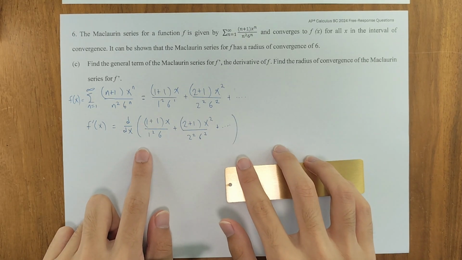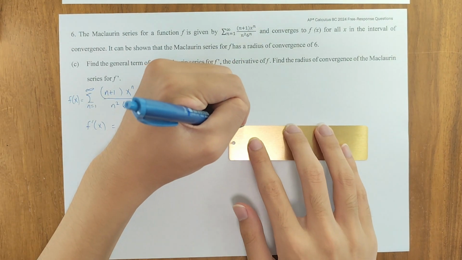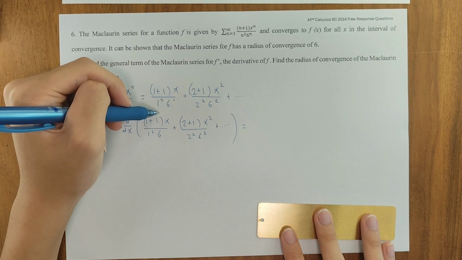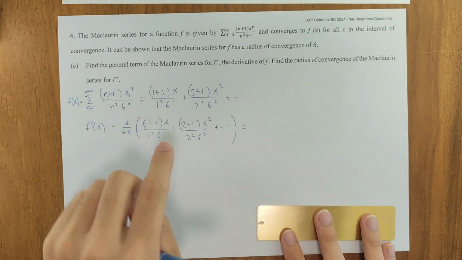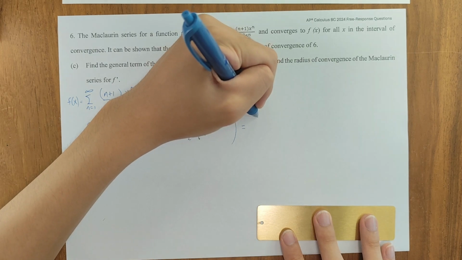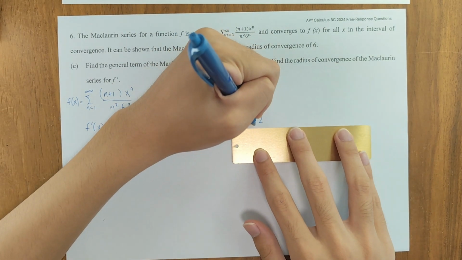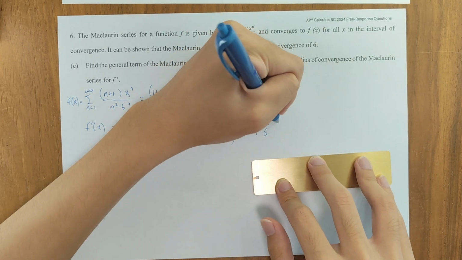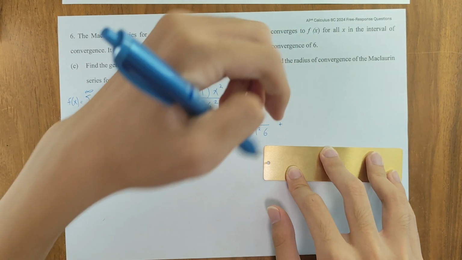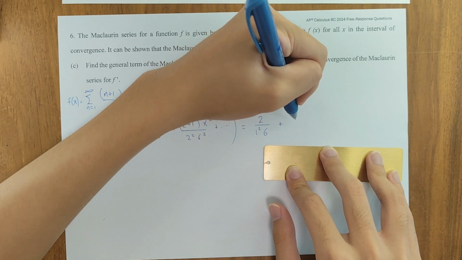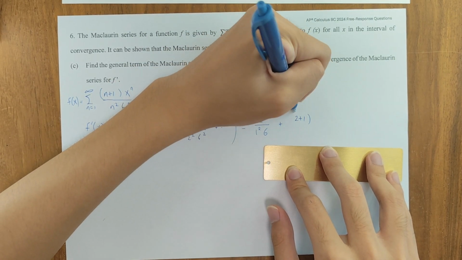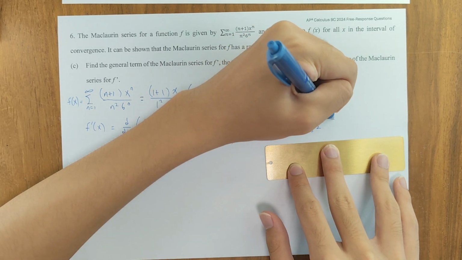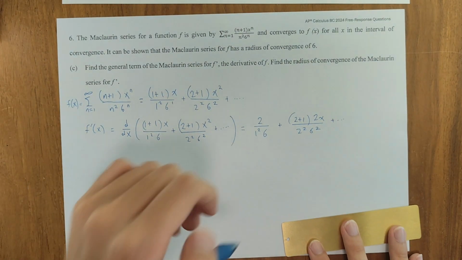If we differentiate this series, we would get 1 plus 2x plus 3x squared over 6 squared, and so on.